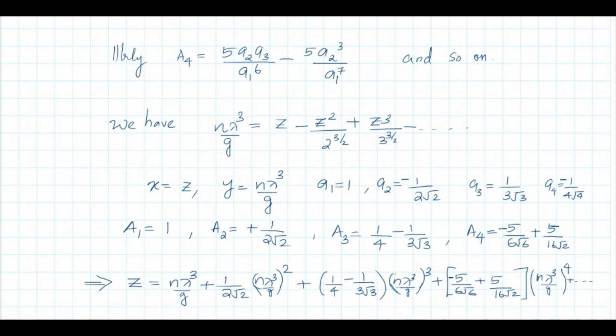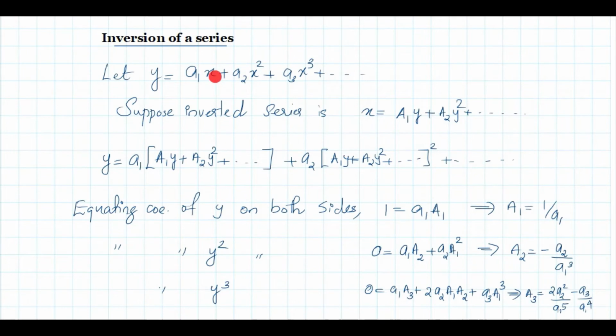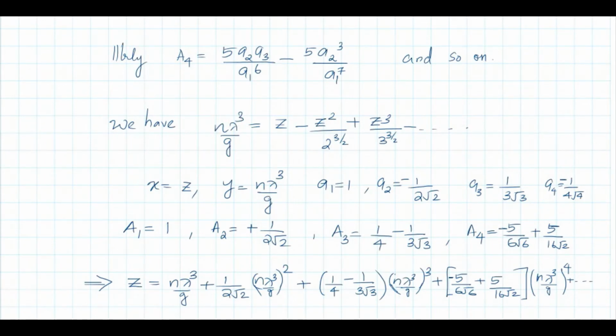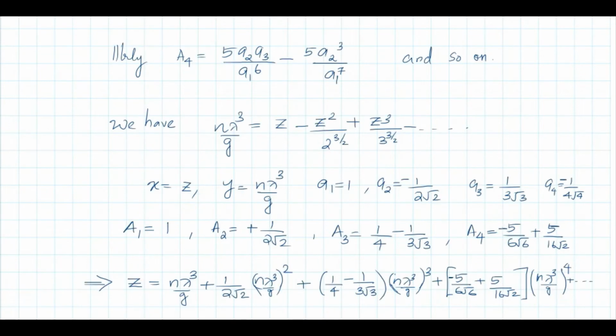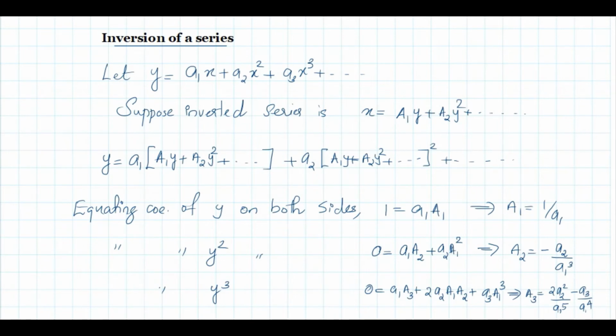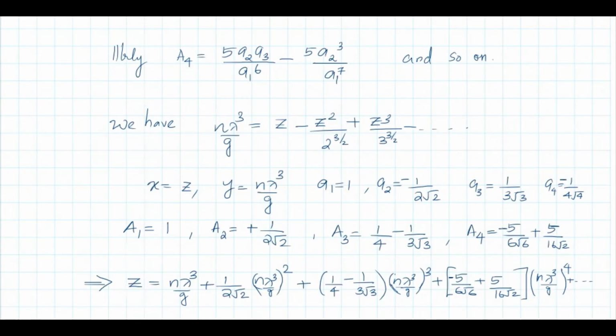Now, here we have n lambda cube by g equal to, this is the series. So instead of x here you have z. Instead of y you have n lambda cube by g. Instead of a1 we have 1. Instead of a2 we have minus 1 by 2 root 2. 2 raised to 3 by 2 is nothing but 2 root 2. Okay. So substituting in these equations you can find capital A1, capital A2, capital A3 etc. And thus the values will be capital A1 equal to 1, capital A2 equal to plus 1 by 2 root 2, capital A3 equal to 1 by 4 minus 1 by 3 root 3 and so on. So this inverted series x equal to A1y plus A2y square becomes z equal to n lambda cube by g plus 1 by 2 root 2 n lambda cube by g whole square plus etc.